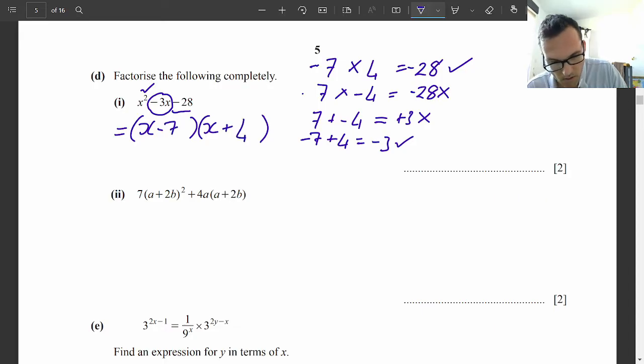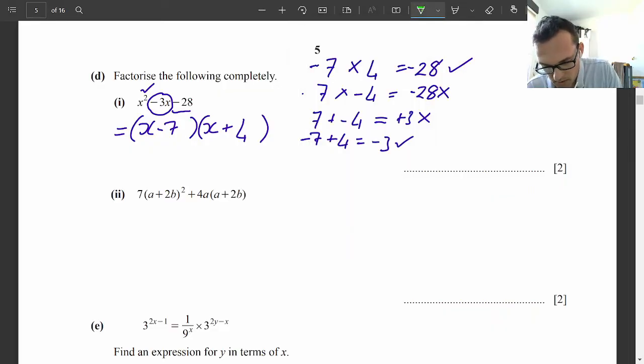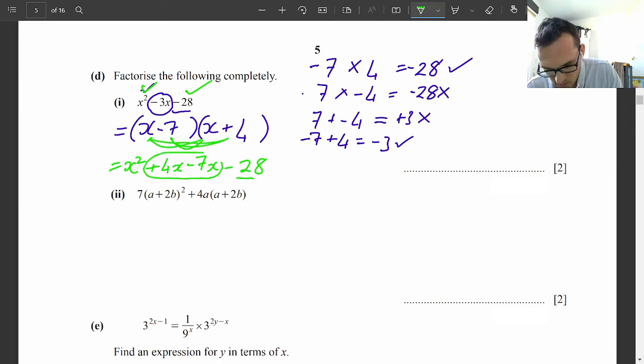Let's do a quick check if that is the correct answer. So we multiply it out. x times x is x squared. Yep, we got the first term. x times 4 is 4x. Minus 7 times x is minus 7x. And minus 7 times 4 is minus 28. There we got the minus 28, second term. And when we add these two terms together, we get minus 3x, which is the middle term.